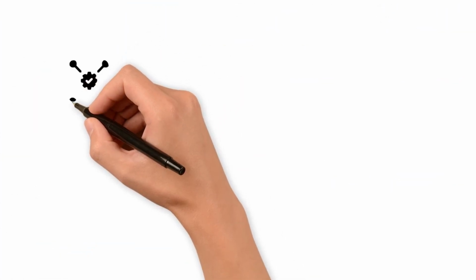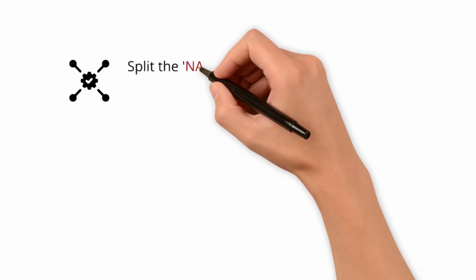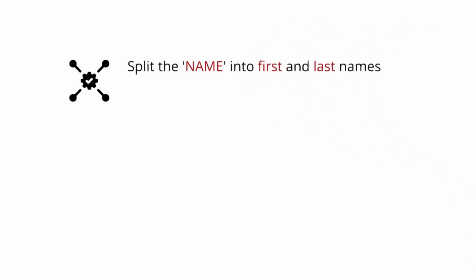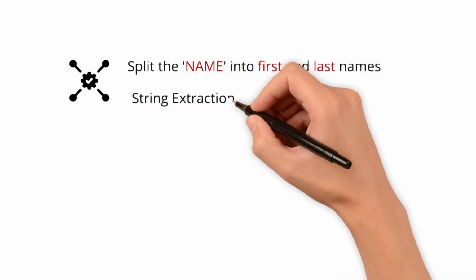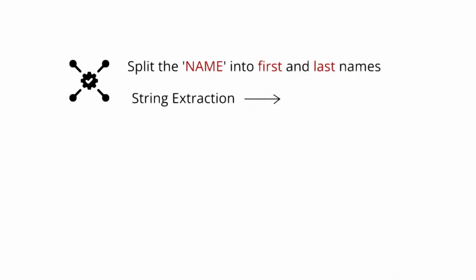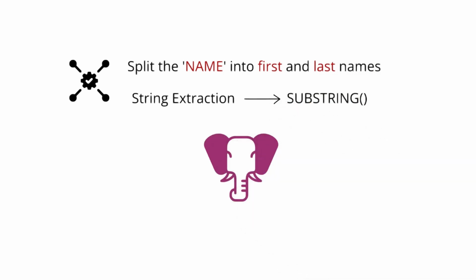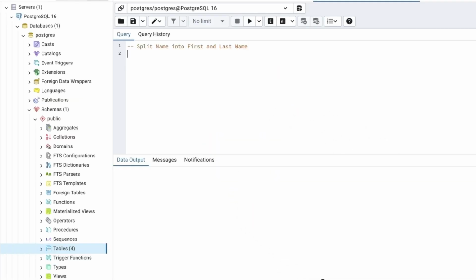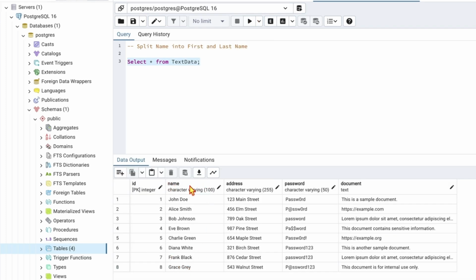Last one under medium complex category. Split the name into first and last names. Again, we are referring to string extraction. So the obvious function to use is substring. Let's use that. Here is the question. Let's view our data in the text data table before we come up with the query. This is the name column which we want to split into two parts, first name and last name. So you already got the string function that we can use here, substring. Let's use it.